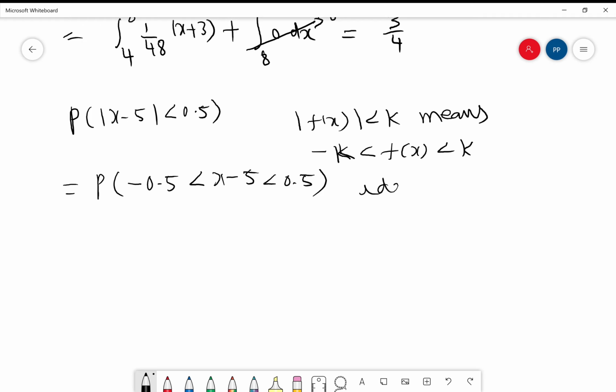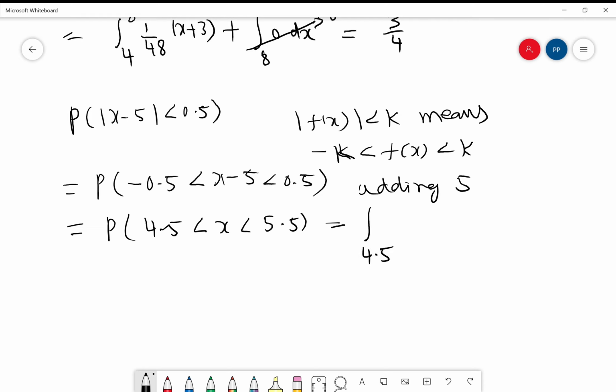Now, adding 5 throughout, we get p of 4.5 less than x less than 5.5, and from definition it is equal to the integral 4.5 to 5.5 of the function p of x, or f of x in this case, written as f of x dx.